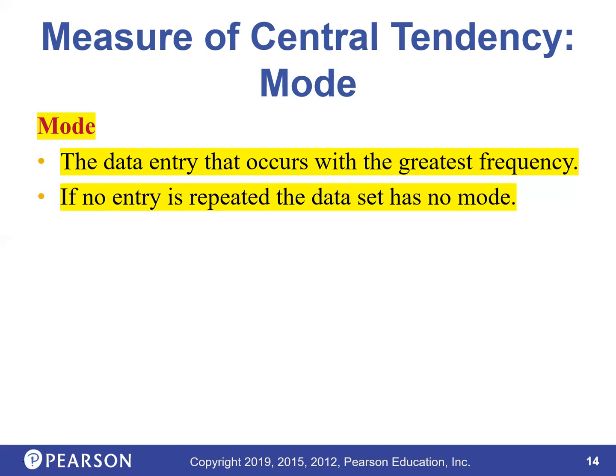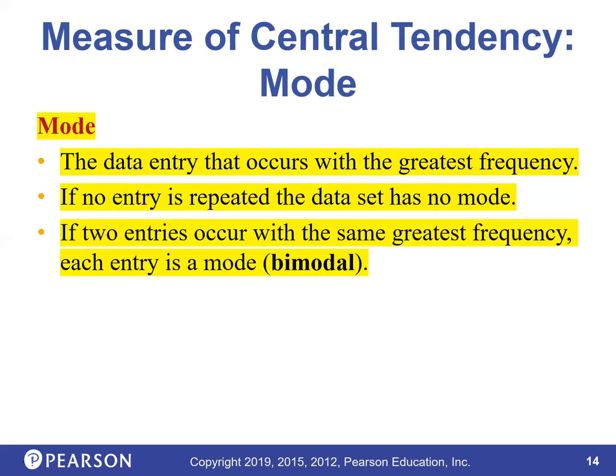Okay, and then let's go the other way. What happens if there are 2 or 3 or 4 or 5 entries that have the exact same frequency? Then we have something called a bimodal. Then you go to trimodal. You got all those things. Usually in statistics, if anything does happen, it's usually a bimodal issue. So if 2 entries occur with the same greatest frequency, it is a bimodal.